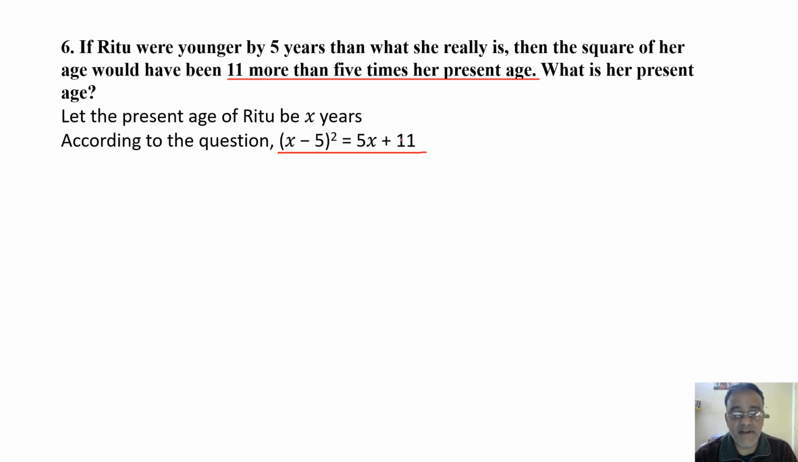Right. Now we have to simplify. So X square minus 10X plus 25 minus 5X minus 11 is equal to 0. Now tell me the final equation. X square minus 15X plus 14 is equal to 0. Right. Now the product is plus 14, and the sum is minus 15.